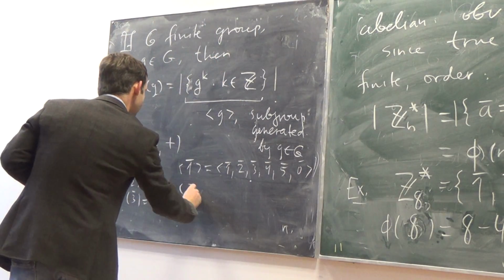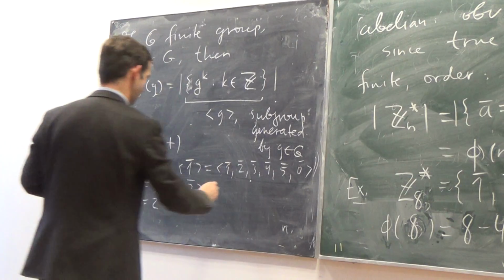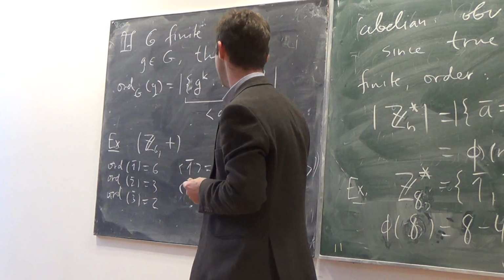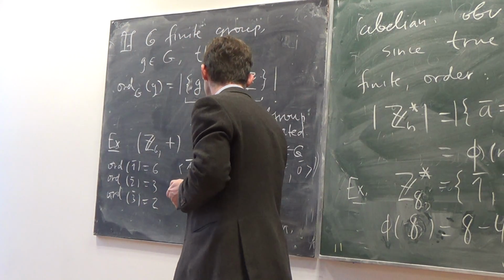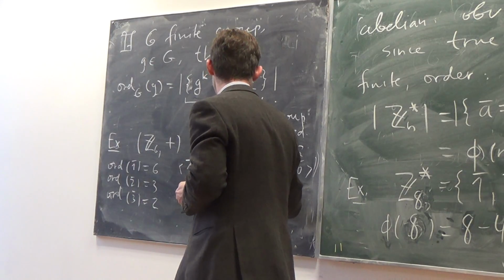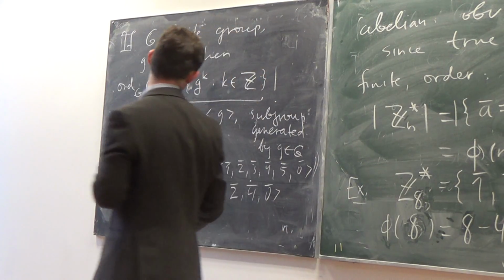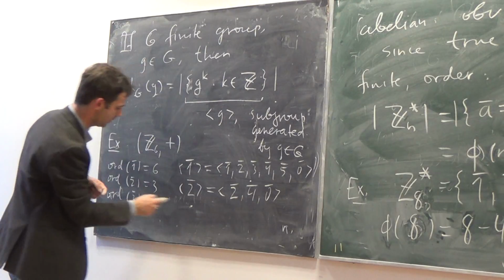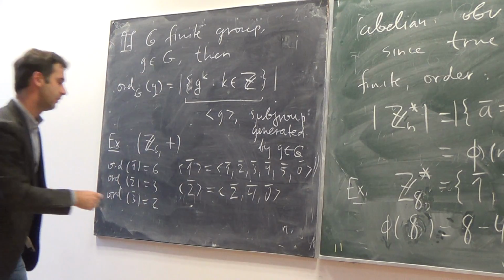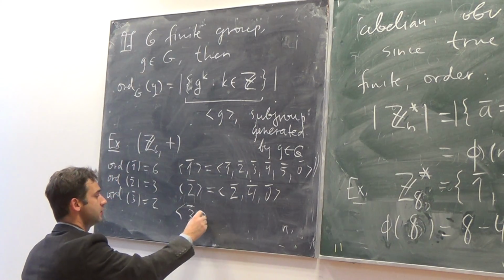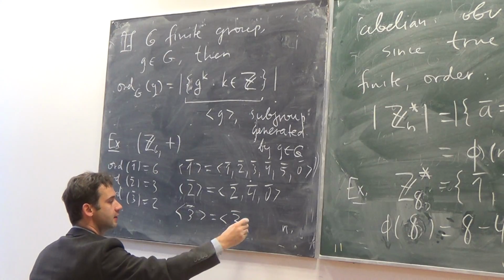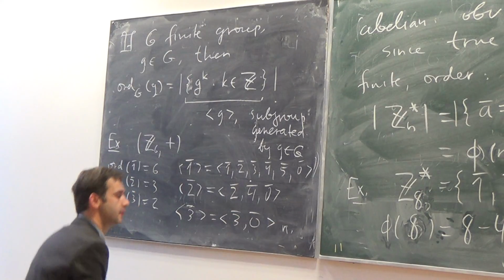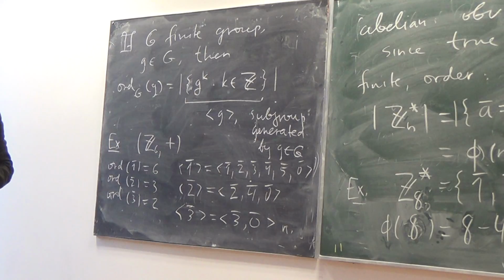Now for the subgroup generated by 2, I take multiples of 2 in this group. So it's 2, 4, and 6, which is 0. So this is 1, 2, 3, order 3. And finally, the subgroup generated by 3 is simply 3 and 6, which is 0. Yeah, it's 2. Right.